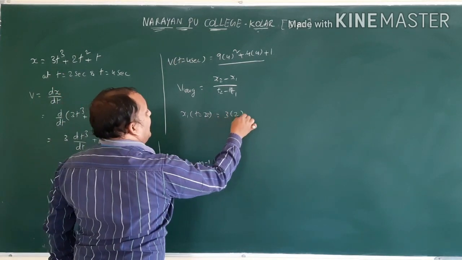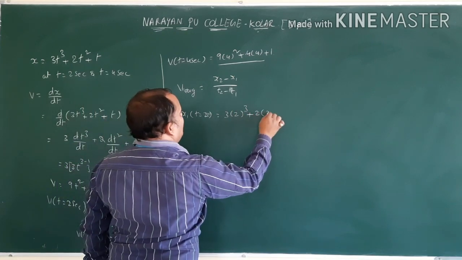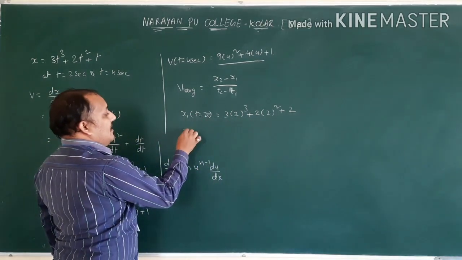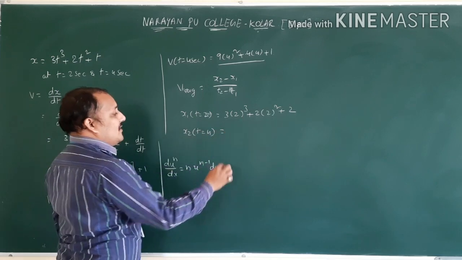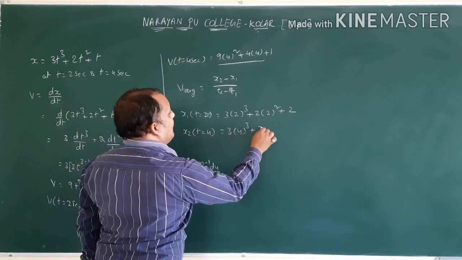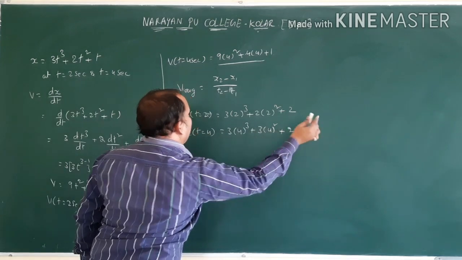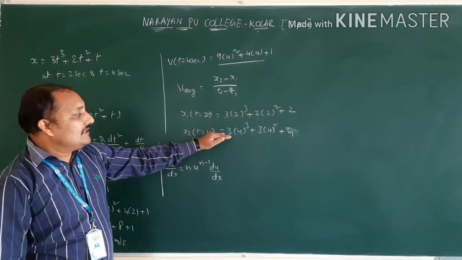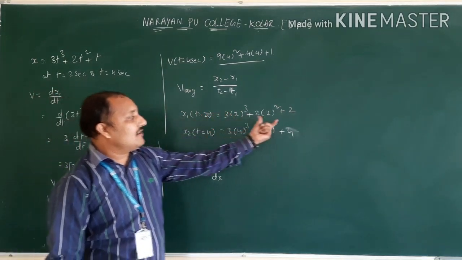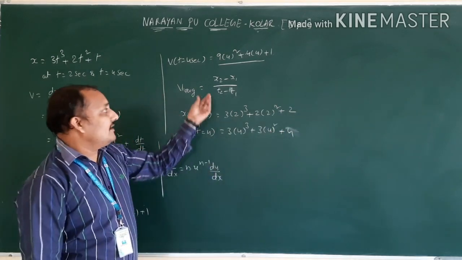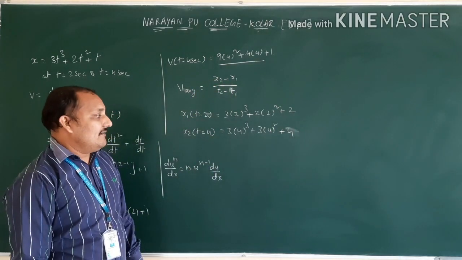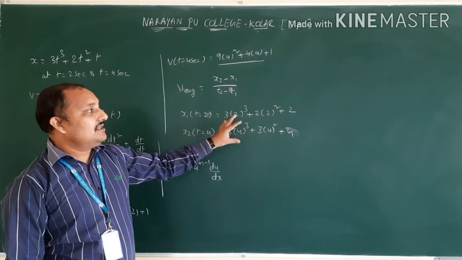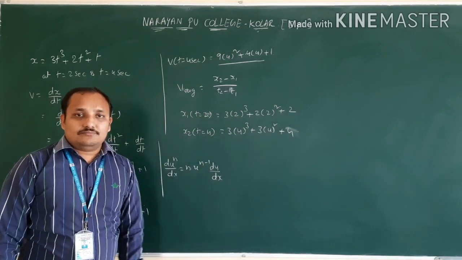Now we have to find x1. x1 means at time t equal to 2 seconds. Substitute 3 into 2 cube plus 2 into 2 square plus 2. You will get x1. Now x2 at t equal to 4 seconds: 3 into 4 cube plus 2 into 4 square plus 4, because t is nothing but 4. So this minus this, x2 minus x1, you will get one value. Then x2 minus x1 by t2 minus t1. So this is also meter per second. Okay, I think all of you understood. This is a simple problem. All of you got the same answer.